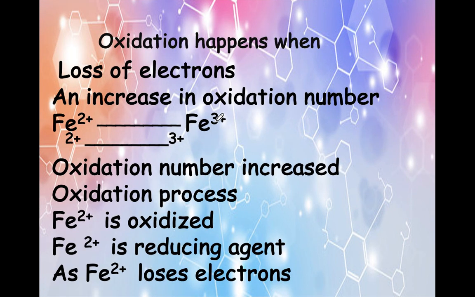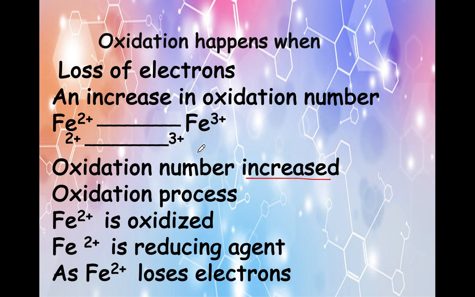Now what is meant by the oxidation process and the reducing and oxidizing agent? Oxidation happens when there is a loss of electrons or an increase in the oxidation number. For example, iron positive 2 in the reactants could be changed into iron positive 3. That means that the oxidation number of iron is positive 2 in the reactants, and in the products the oxidation number is positive 3. So what happened here to the oxidation number? From 2 to 3, there is an increase in the oxidation number.